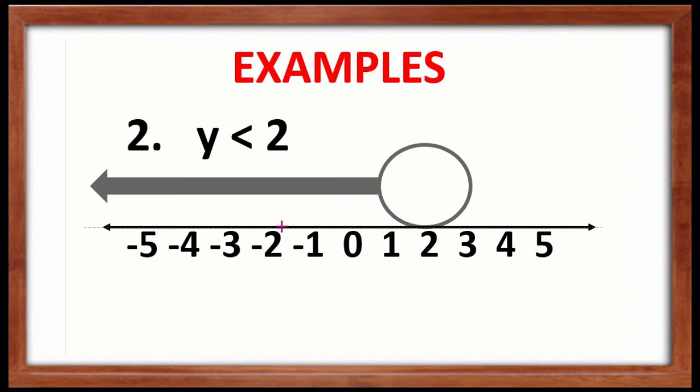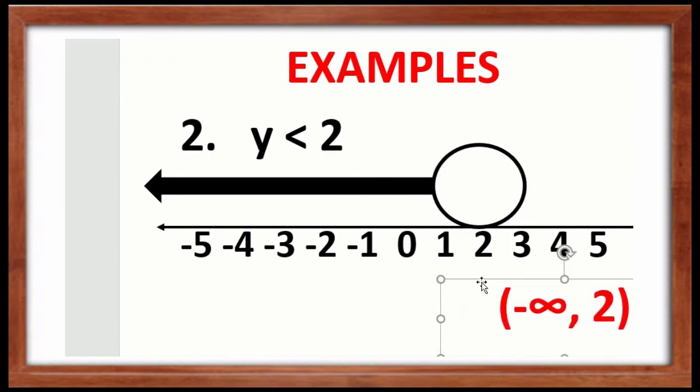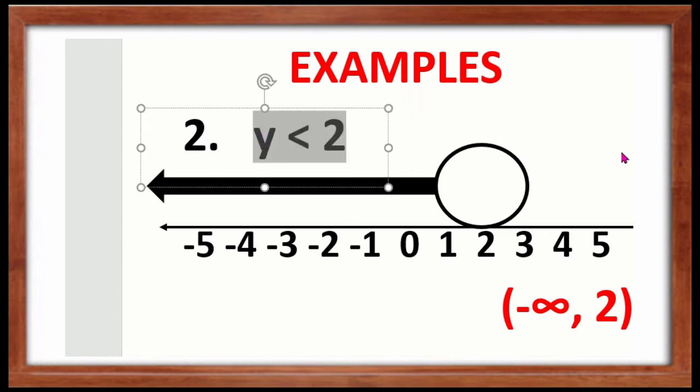From positive 2, therefore, we can conclude now that the possible interval is from negative infinity, the end point of this arrow, up to positive 2. Based on the given inequality, y is less than 2, this is the correct graph illustration.